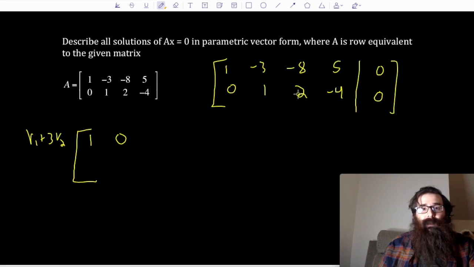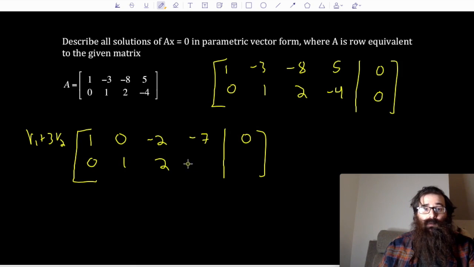-8 plus 3 times 2, so that's -8 plus 6, which gives me -2. And then 5 plus 3 times -4. So that's 5 plus -12, which gives me -7. And then augmented with 0 plus 3 times 0 gives me 0. And I can rewrite row 2. So that was 0, 1, 2, -4 augmented with 0. Now this is fully reduced. That's all I had to do. Now everything is fully reduced.